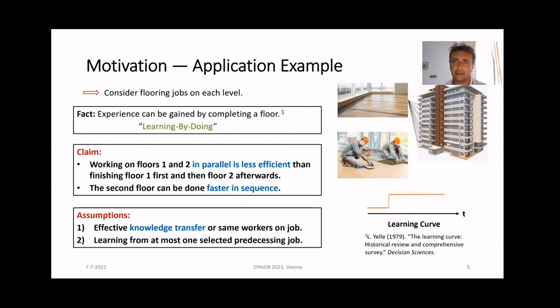We say that there are two assumptions. The assumptions are that the knowledge gained at your first floor is transferable to the job that you're doing afterwards. So there's an efficient knowledge transfer procedure in place. You could also say that it's the same workers that work on the job, so they did it and therefore carry the knowledge with them. And we also say that a job can only learn from one other job that might be scheduled to be executed prior to it.